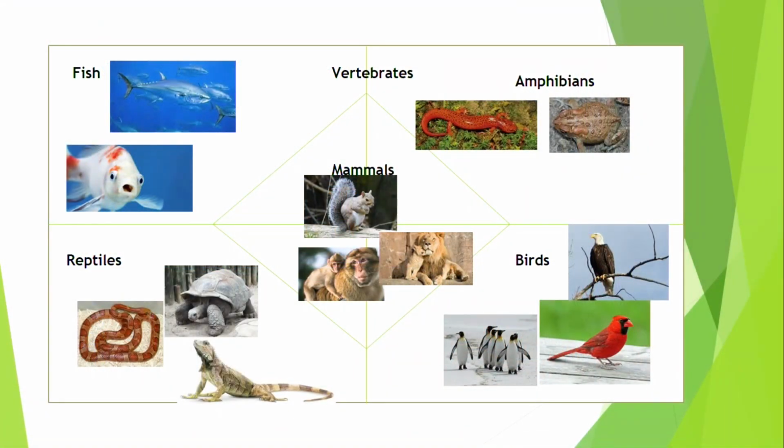hopefully you didn't write in Sharpie like I did and you can't see. But if you did, just get another piece of paper or something and try to list as many animals or draw pictures of as many animals as you can under the correct category. Okay, so for example, I use pictures from the presentation. So we have our fish, we have our amphibians, our mammals, our reptiles, and our birds.